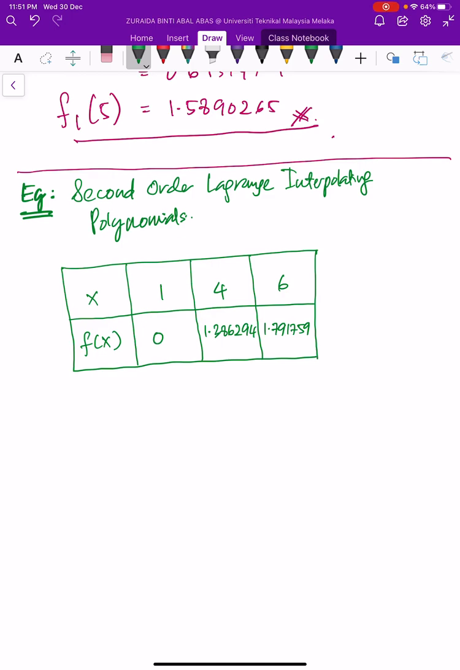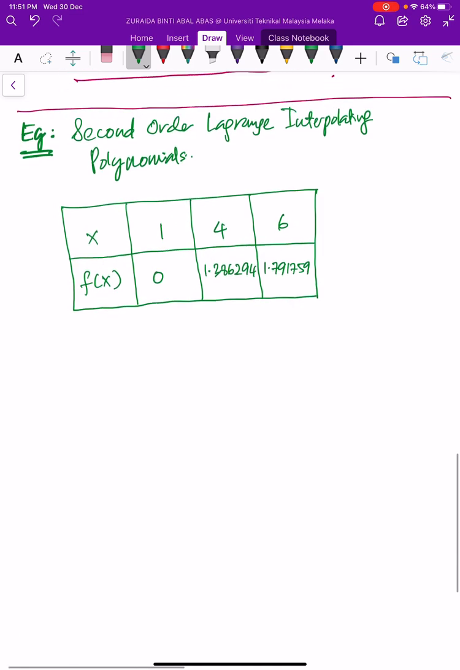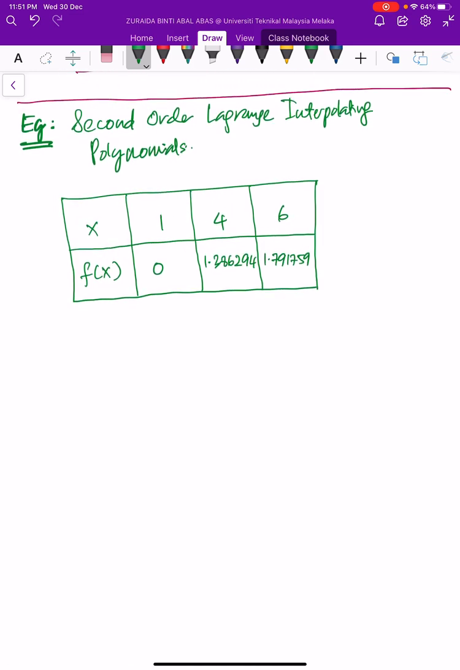Hi, hello everyone. So this time around, I'm going to show you how to use second order Lagrange interpolating polynomials. So this is the example that we have. We have 3 points in here.